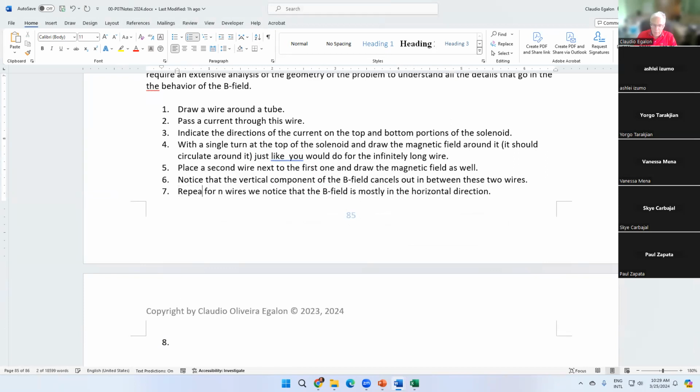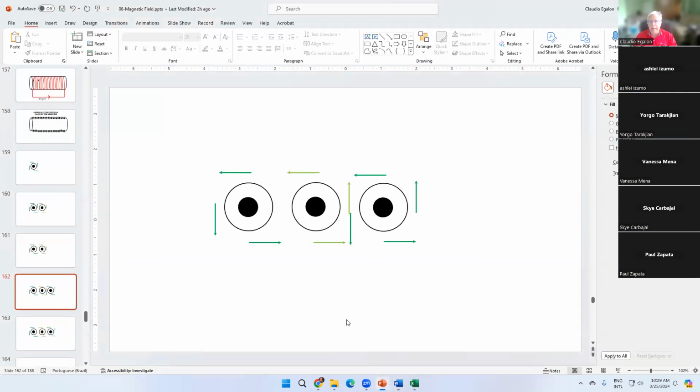Repeat for N wires. Repeat them both for N wires. And notice that the B field has only a horizontal component, mostly a horizontal component. And that's what we get in the next one, here.